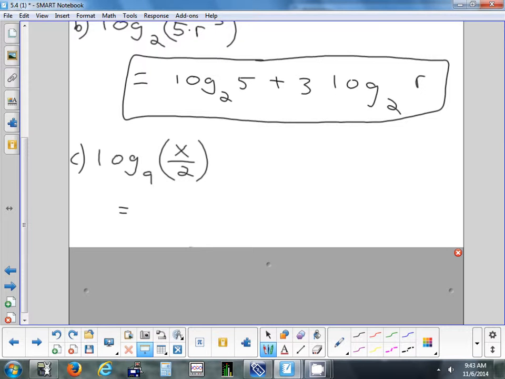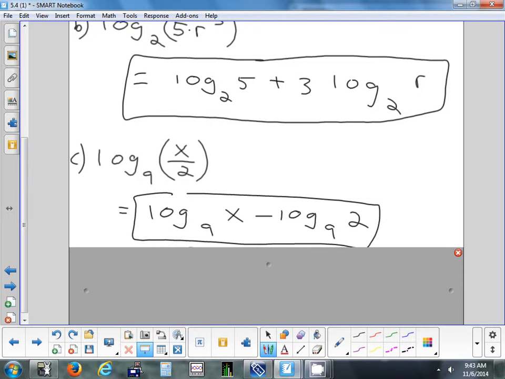Let's look at this one. Sam, is that going to split as a sum or difference? The difference. Yep, that's a difference because we're doing division. The base on each log is a 9. First argument is x. Second argument is 2. Any questions on how that's split?